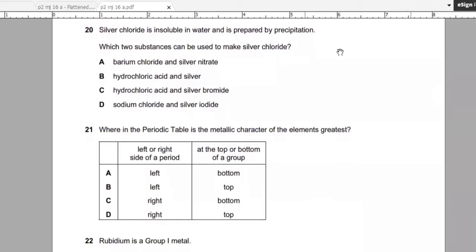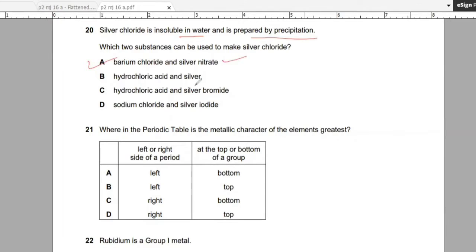Question number 20. This is from chapter 8. You can find the precipitation reaction. Silver chloride is insoluble in water and is prepared by precipitation reactions. Which two substances can be used to make silver chloride? So how do you make silver chloride? We take barium chloride, and silver nitrate also can be used. So the right option is A.